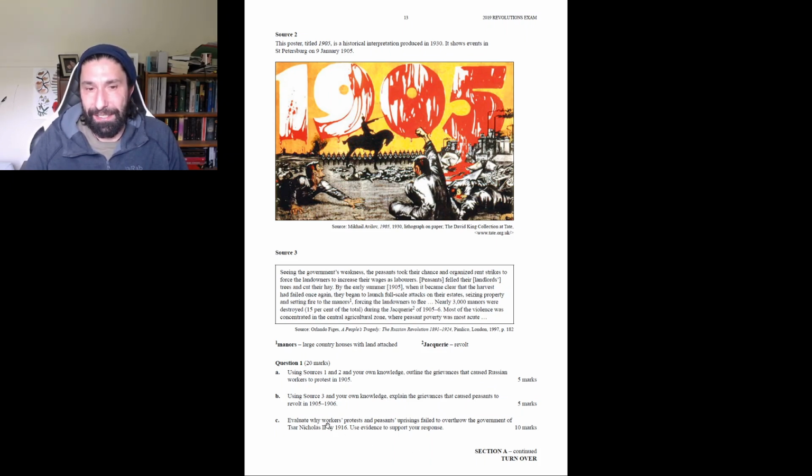And you need to pull out the key terms for this question. So it's asking you to discuss workers' protests, peasant uprisings, so 2 things here, and then how it failed to overthrow the government of Tsar Nicholas II by 1916. Okay, so the other key, obviously, the government of Tsar Nicholas II, so he's being overthrown. We know he gets overthrown in February 1917. Early March, he abdicates in early March 1917.